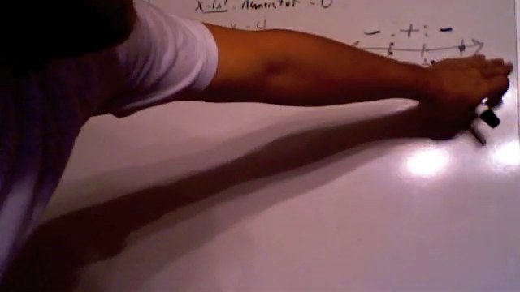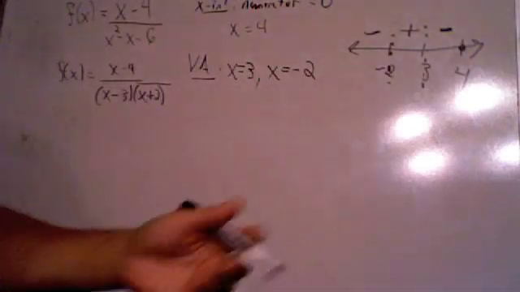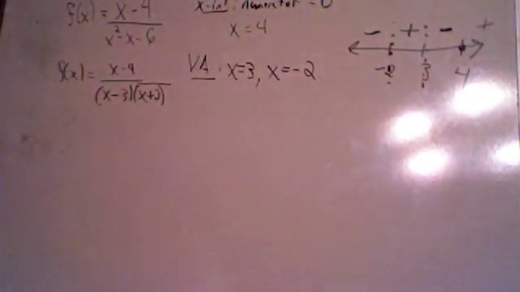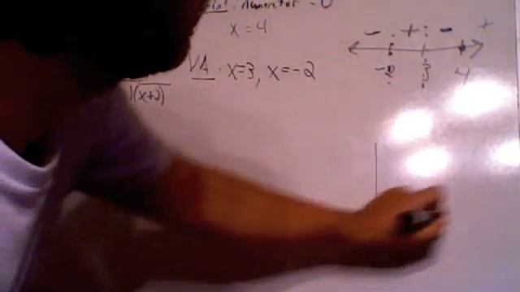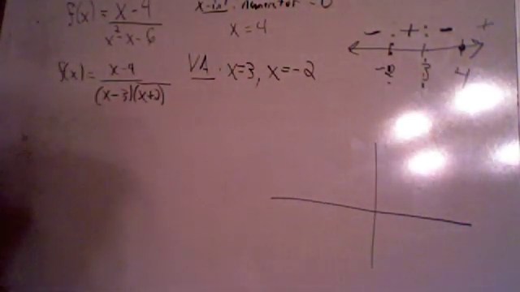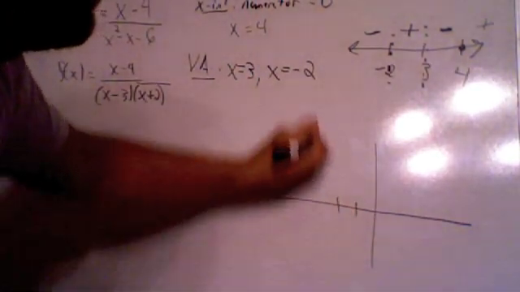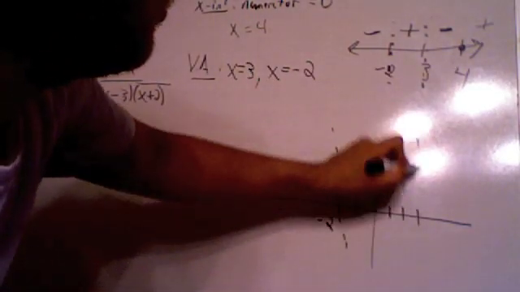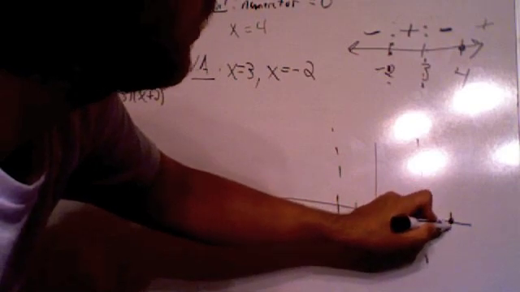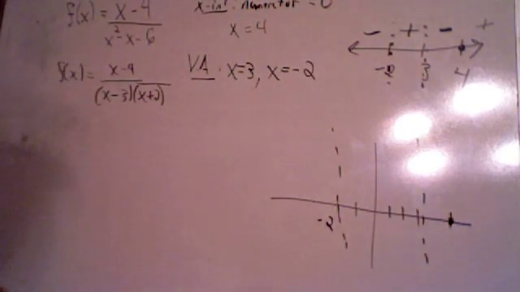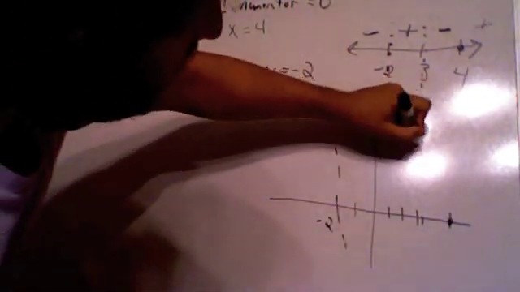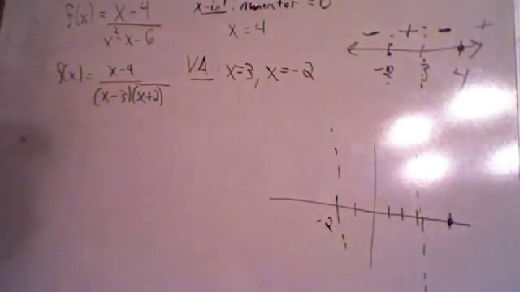Now a number in this far region is a number greater than 4, let's say 10. So plug in 10: 10 minus 4, 10 minus 3, 10 plus 2, those are all positive, great. So far what I've got going on here is I have a vertical asymptote at negative 2, I also have a vertical asymptote at 3, and at 4, it hits 0. Great. Okay, I suppose that asymptote could have been drawn a little bit better.